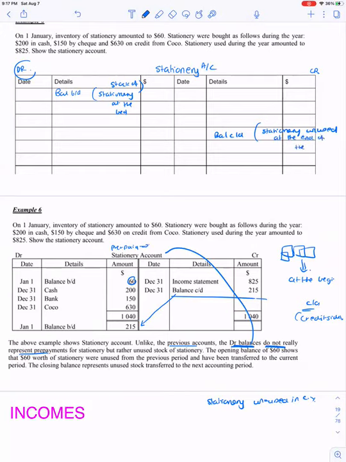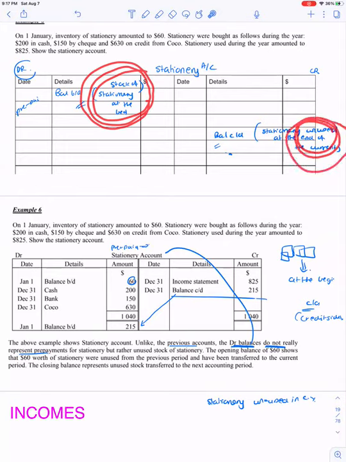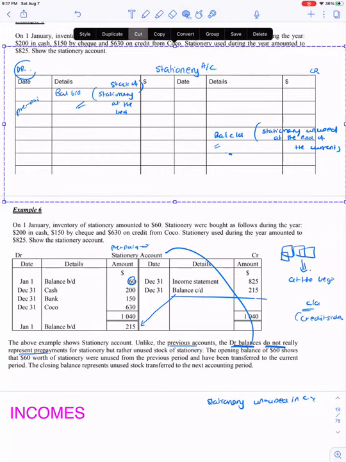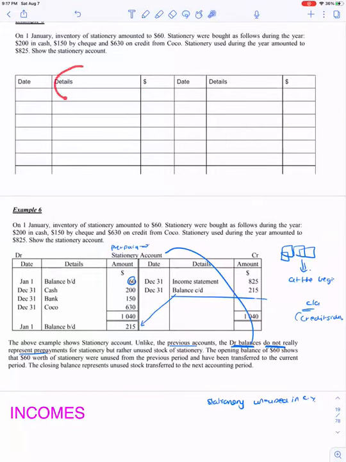So you should know very clearly that unlike other expense accounts, stationery's opening balance does not mean a prepaid and the closing balance does not mean closing prepaid. The opening balance represents the stock of stationery in hand at the beginning of the year, and the closing balance would mean stationery unused at the end of the year.